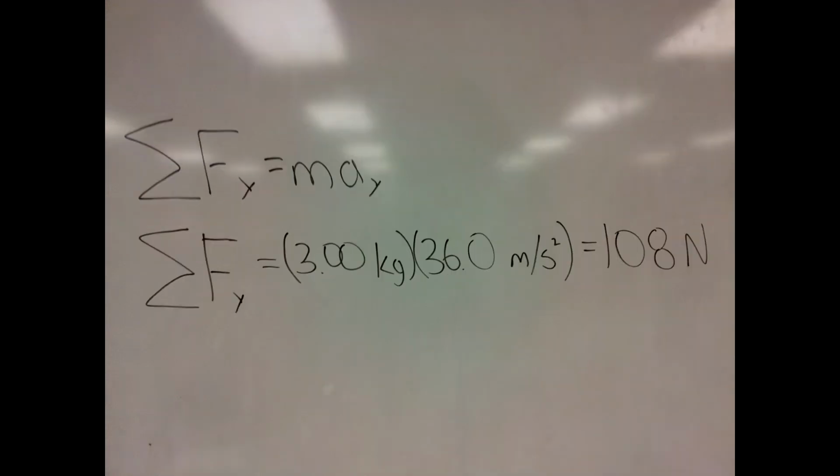We do the same in the y direction, by plugging in our acceleration in the y direction into force equals mass times acceleration. Thus, the sum of all forces in the y direction is equal to 3 kilograms times 36 meters per second squared, which gives us 108 newtons.